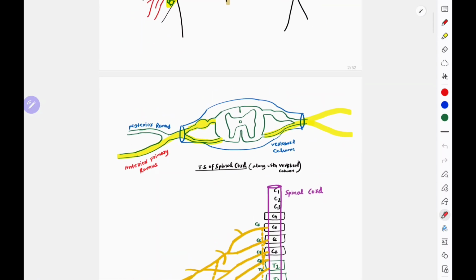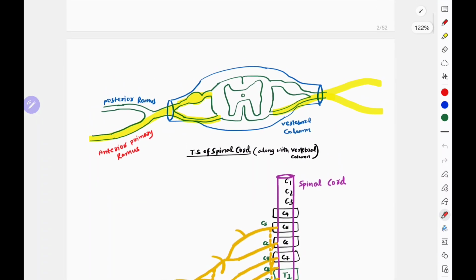As we have discussed in the definition, the anterior primary ramus. So we'll start from the very basics. This is the transverse section of the spinal cord. This is the spinal cord, and this is the vertebra, you can think. So this is a transverse section of the spinal cord along the vertebral column.